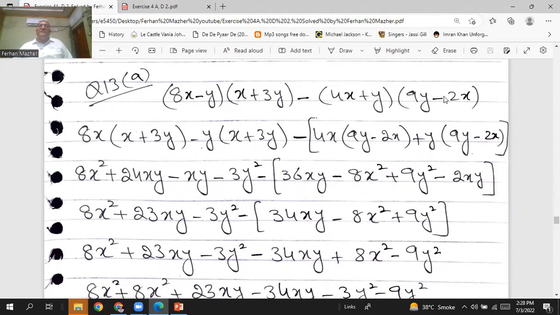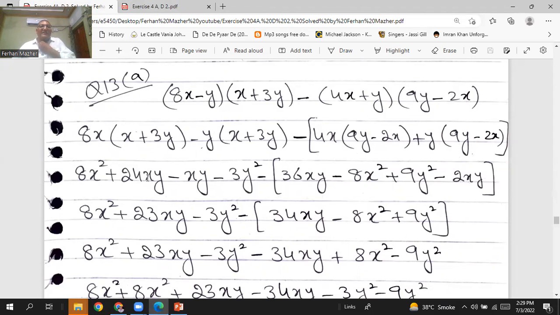This 4x will multiply with this bracket, then +y will multiply with this second bracket, and the square bracket will close. Now this will give you 8x², 8x multiplied by 3y is 24xy. Minus y multiplied with x will be −xy. Minus y multiplied with +3y will be −3y². This negative and the square bracket. It will give you 36xy. This will give you −8x². This will give you 9y², and this will give you −2xy and the square bracket closes.